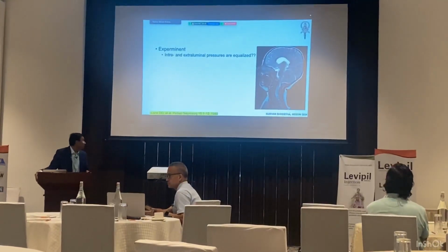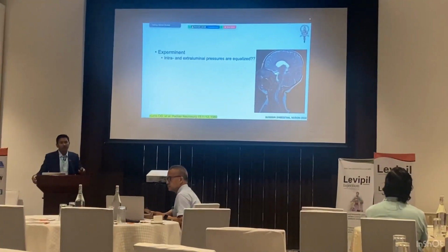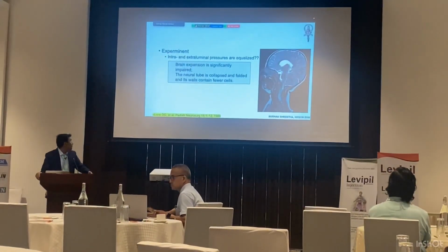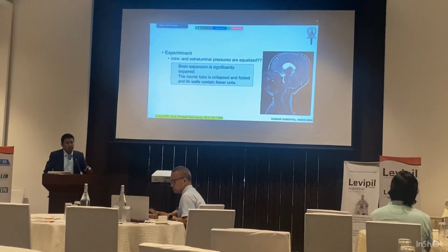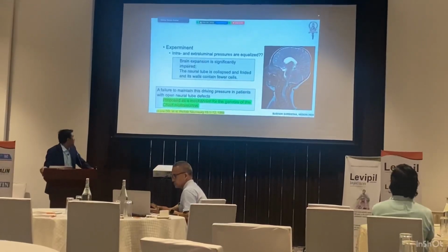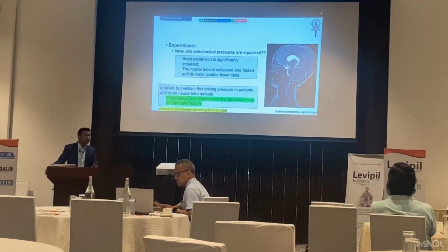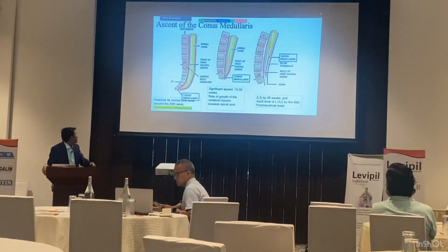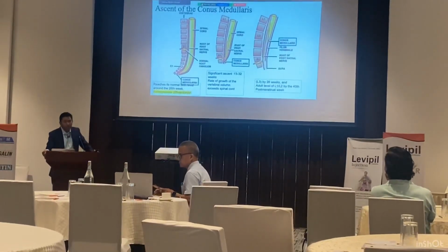So the experiment was done: if the intra- and extraluminal pressures are equalized, what will happen? It has suggested that the brain expansion will be significantly impaired, and then the neural tube will collapse. This is important because it is proposed as a mechanism for the genesis of the Chiari malformation in open neural tube defect.